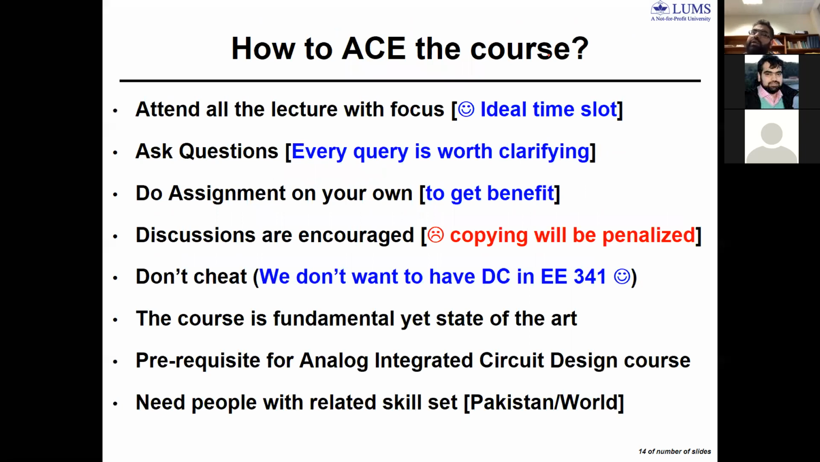The main and important aspect is how to ace the course. I would say first, attend all the lectures with focus. The time slot is ideal. It's not early in the morning when you are sleepy, or late in the night when you are not focused. I hope at least it's ideal for me, and I hope ideal for all of you. So you can remain focused and you can learn the things.